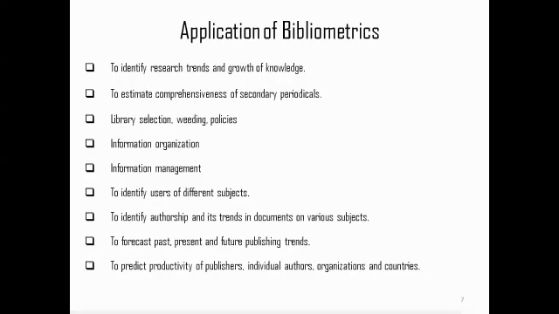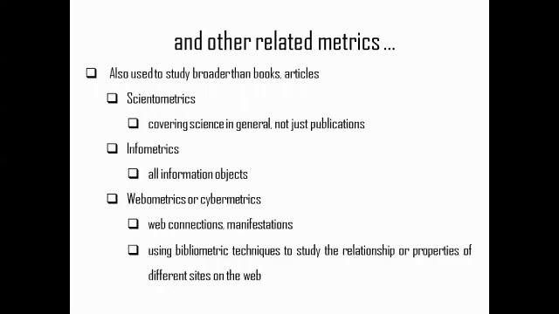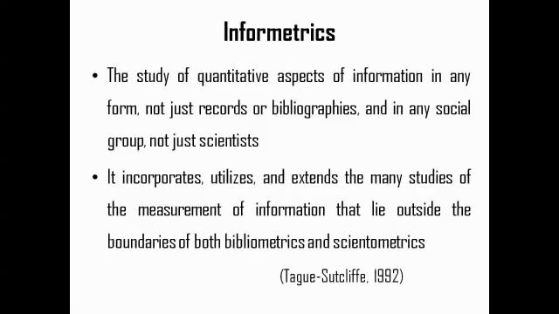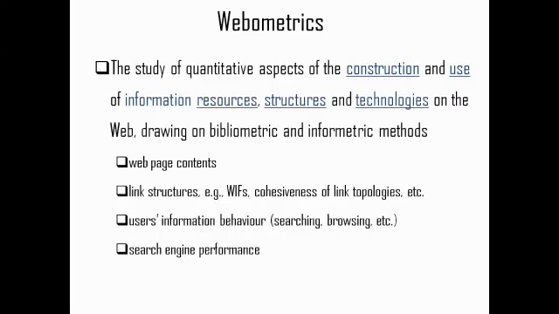For all these aspects, bibliometrics is applied, and all other metrics like scientometrics, which covers science in general, not just publications, and informetrics, which covers all information objects. Webometrics or cybermetrics is totally related with web connections and manifestations, using bibliometric techniques to study the relationships or properties of different sides of the web. Informetrics is again a study of quantitative aspects of information in any form, not just records or bibliographies, and in any social group, not just scientists. It incorporates, utilizes, and extends the many studies of the measurement of information that lie outside the boundaries of both bibliometrics and scientometrics.